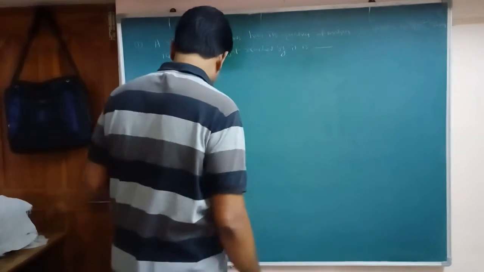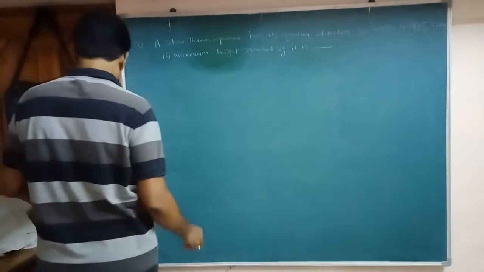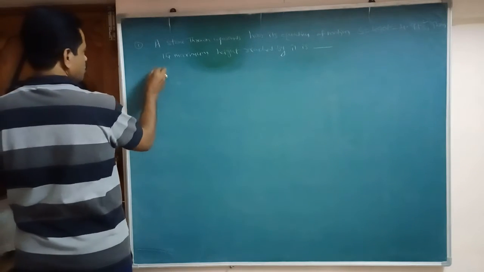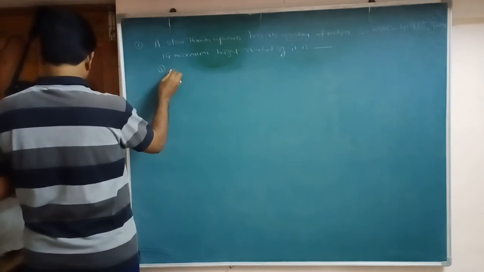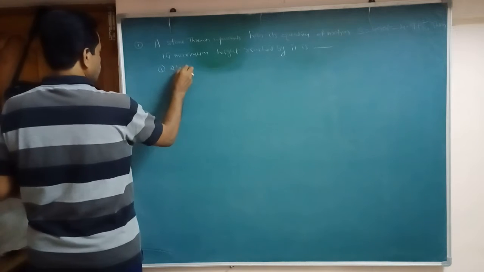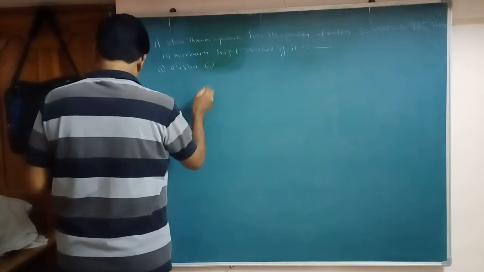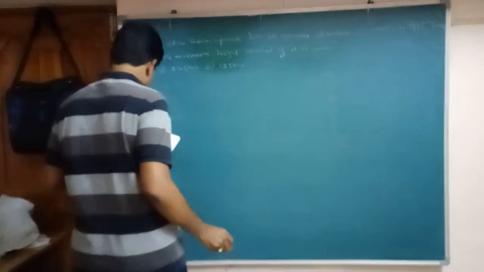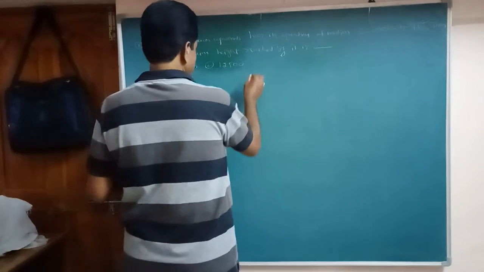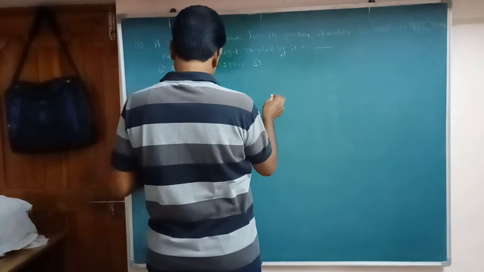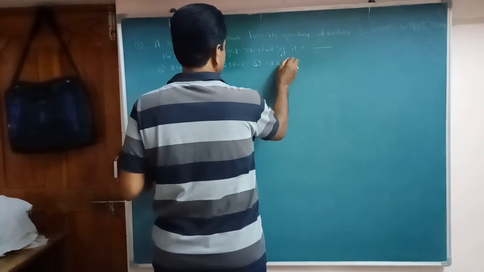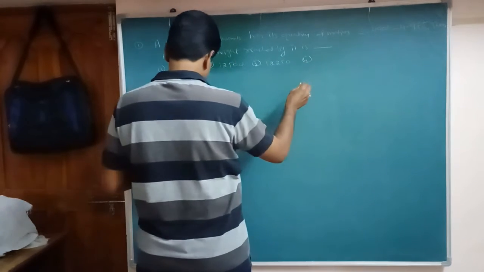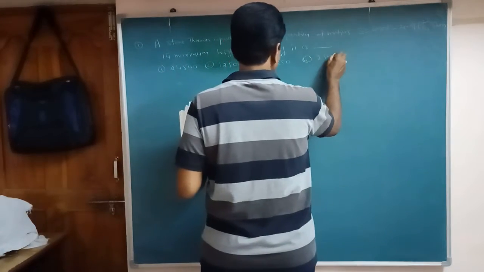So first option 24,500. Second option 12,500. And third one 12,250. Fourth one 25,400.